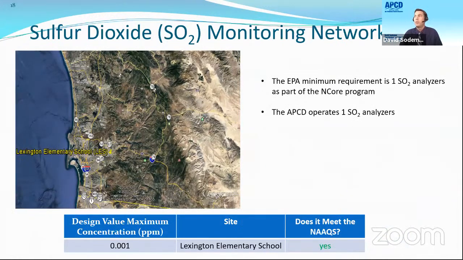The district is only required to operate 1 sulfur dioxide analyzer in the air basin. This analyzer is located at our national core location in El Cajon. The federal 1-hour standard is being met in our basin.